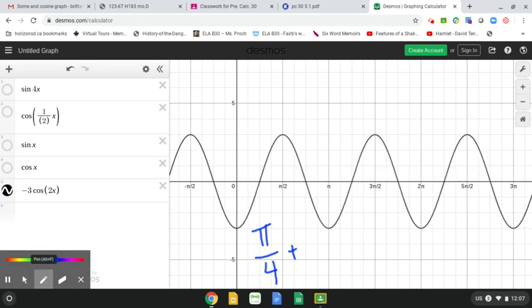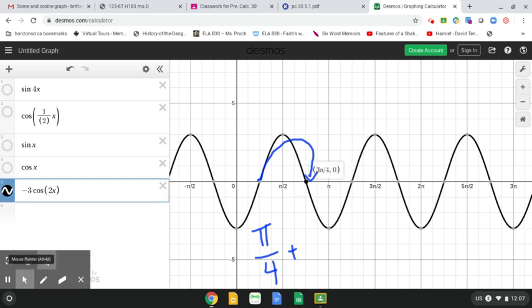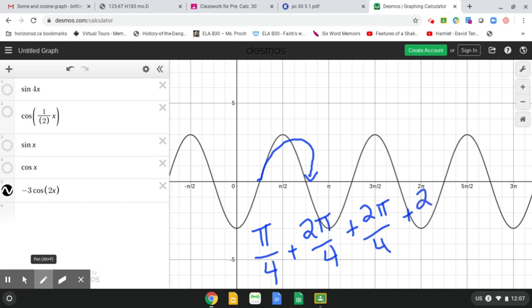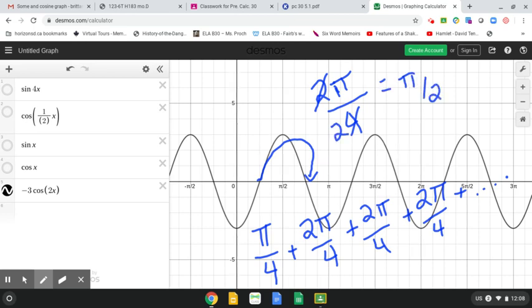So in order to get from pi over 4 to the next one, which was 3 pi over 4, what did I do? I added 2 pi over 4, right? And then I add 2 pi over 4 again, and then again, and I do this forever. Now 2 pi over 4 is the same thing as what? Can I reduce that? Yes. That's the same thing as pi over 2. So what I'm actually doing is adding multiples of pi over 2 to pi over 4.